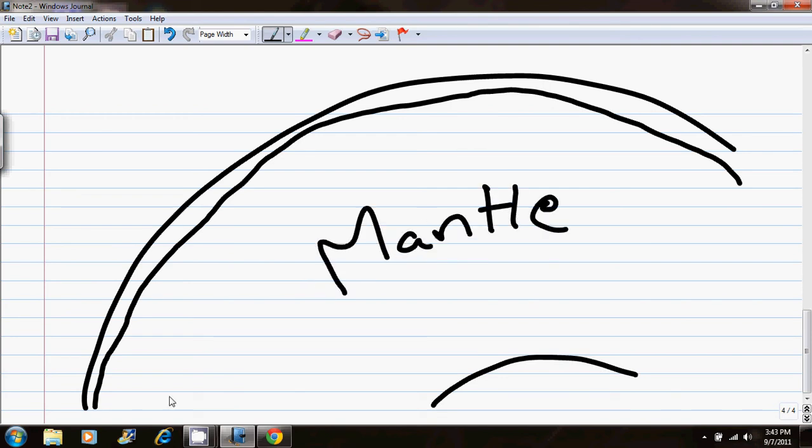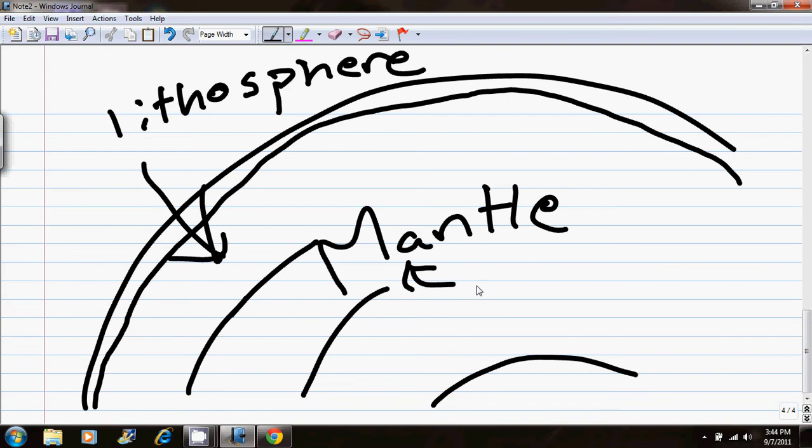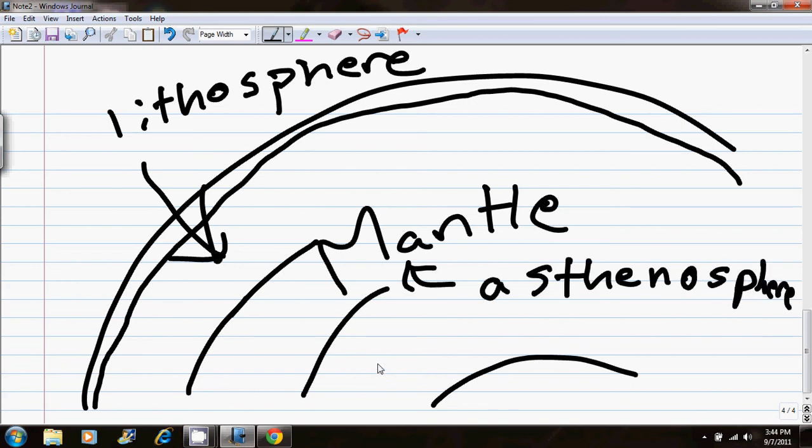Now the mantle is divided up into 3 sections. All of these will make it sound like you have a lisp. So here's the 3 sections. So this first one is called the lithosphere. The next one is called, and this is where the lisp really kicks in, asthenosphere. And the very last layer is known as the mesosphere.